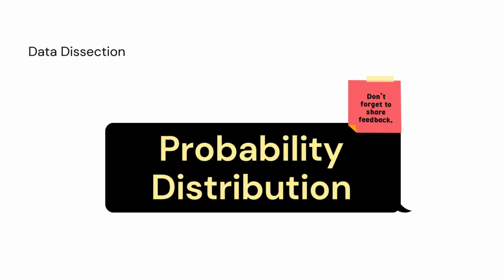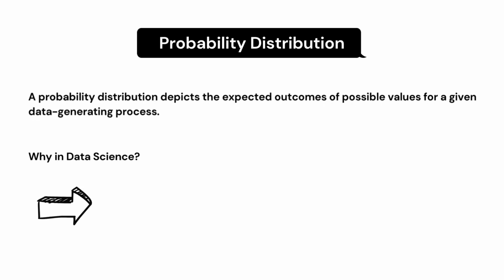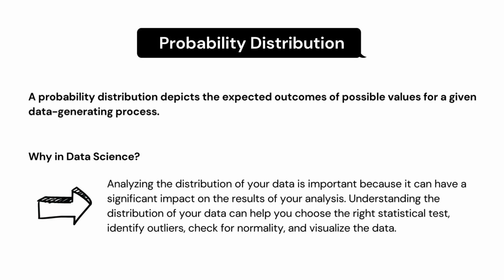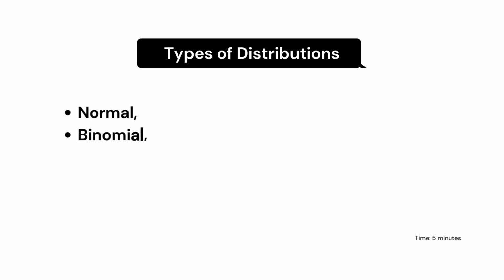Now let's start with what probability distribution is. A probability distribution depicts the expected outcomes of possible values for a given data generating process. And why do we use it in data science? Analyzing the distribution of your data is important because it has a significant impact on the result of your analysis. Understanding the distribution of your data can help you choose the right statistical tests, identify outliers, check for normality, and visualize the data. I hope you got the sense.